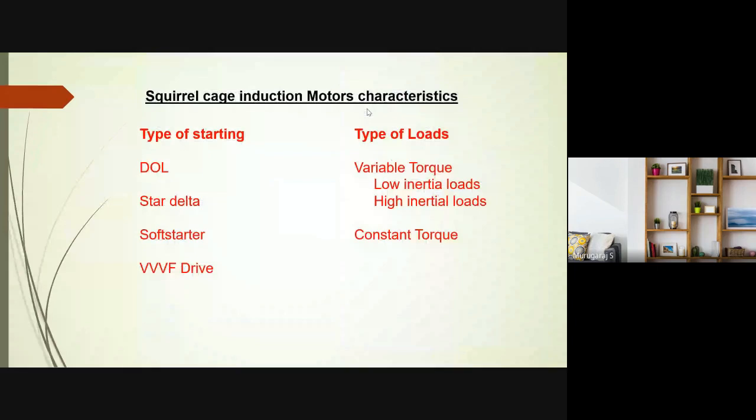And if you take types of loads, there are 2 types: one is variable torque, one is constant torque. Variable torque is like this: suppose you have a 4-pole motor, and for a 4-pole motor the synchronous speed is 1500 rpm. Variable torque means that from 0 speed your torque gradually increases exponentially, and at 100% it will be the rated load, and it will operate on that load. But constant torque loads are not like that.